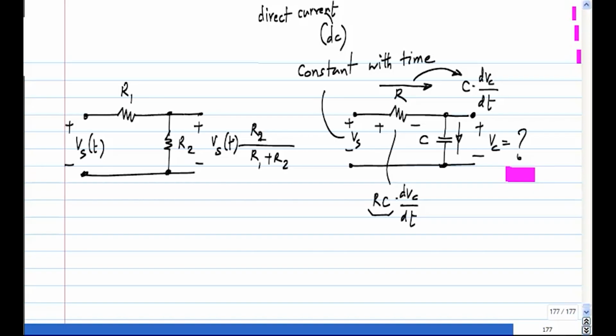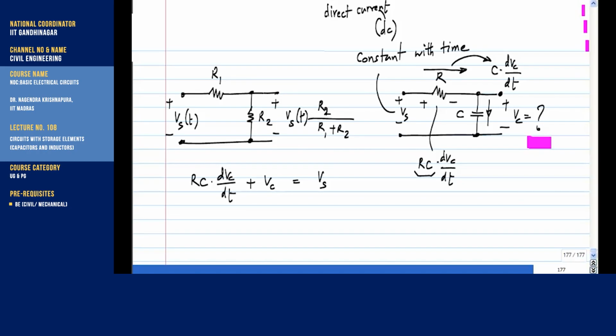So what does KVL say now? As usual, I'll put the variables on the left side and the input, which is a constant, on the right side. So this is what we have, and Vc itself is time dependent, although Vs is a constant. I'm sure you have solved equations of this type. What's the solution to an equation of this type? We'll look at it in some detail.